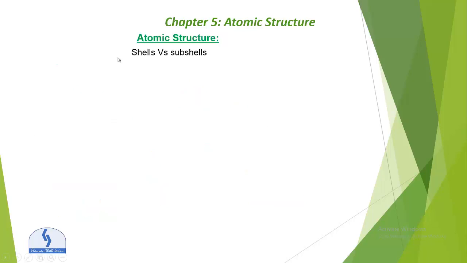Next topic is shell versus subshells. What is the difference between shell and subshell? First, shell. Basically, it is all the possible paths on which electrons revolve around the nucleus, called orbits, shells or energy levels. They are all the same thing, and it is a pattern in which the electrons revolve around the nucleus.